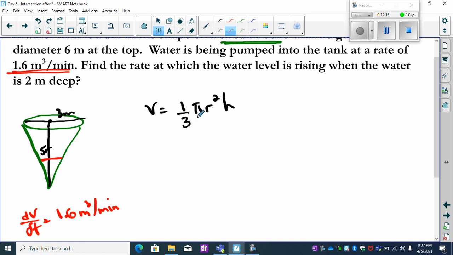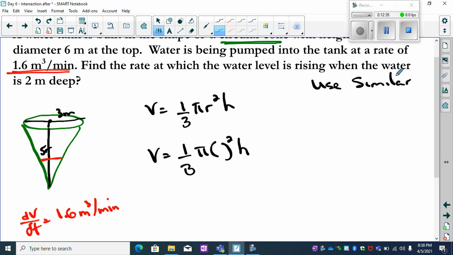I've got to express this formula with a single variable. I'm going to express it in terms of H only. So that means I need to replace the R with something. Well, let's use something we talked about in a previous question, similar triangles. We can achieve that. Let's look at the large triangle. That would be 3, that would be 5.